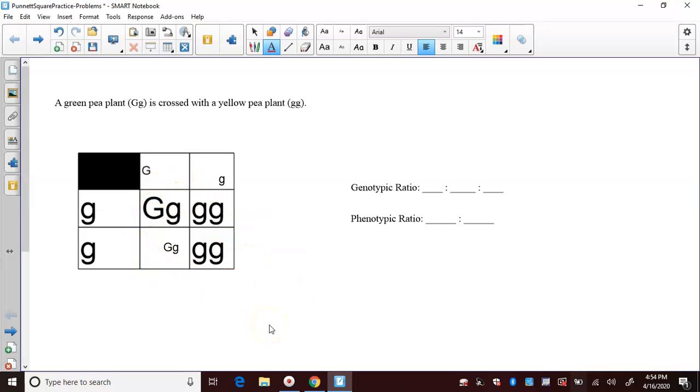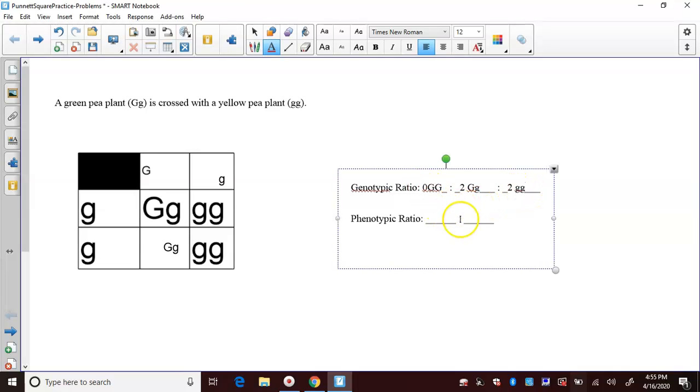Then you're going to put in the genotypic ratio. When you're writing your ratios, you always put the number of homozygous dominant first, then heterozygous, and then recessive. In this case, we have no homozygous dominant, so I'm just going to put 0. Remember, the genotype is the letter combination. Then here we would have 2 heterozygous forms, so big G, little g. And then here you would have 2 lowercase g's, lowercase g's. Okay, so that would be the ratio.